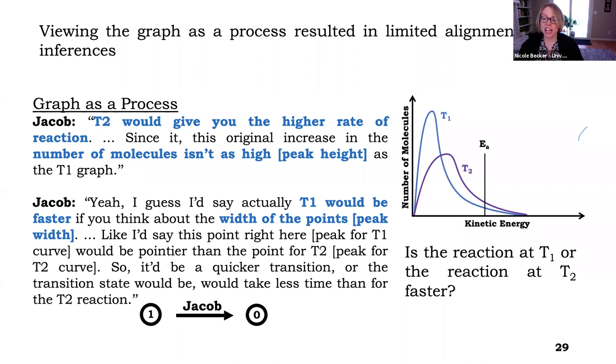However, later in the interview, Jacob changed his position once he attended to peak width. Jacob said, yeah, I guess I'd actually say T1 would be faster if you think about the width of the points. Like I'd say this point right here would be pointier than the point for T2. So it'd be a quicker transition, or the transition state would take less time than for the T2 reaction. So here, Jacob seems to associate peak width with the relative amount of time, implying that he's mapping time onto the x-axis. And as can be seen from this discussion, when Jacob extracted different information from the graph, his reasoning yielded distinct and conflicting outputs, indicating a lack of alignment. So this trend of conflicting readouts resulting from more fragmented reasoning helps explain why fewer correct inferences were observed among students who used the graph as a process readout strategy.